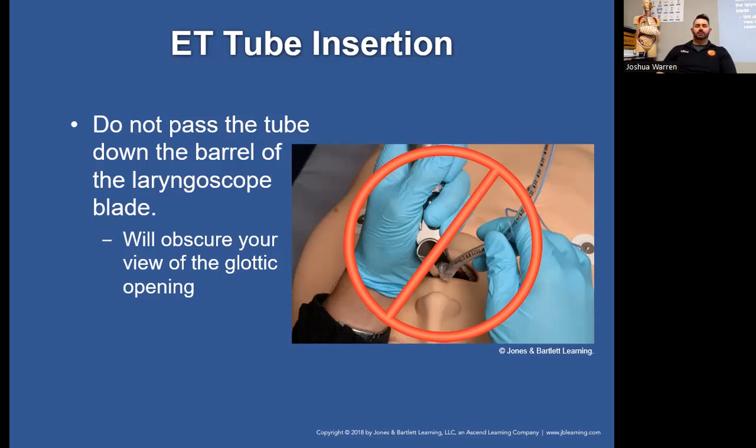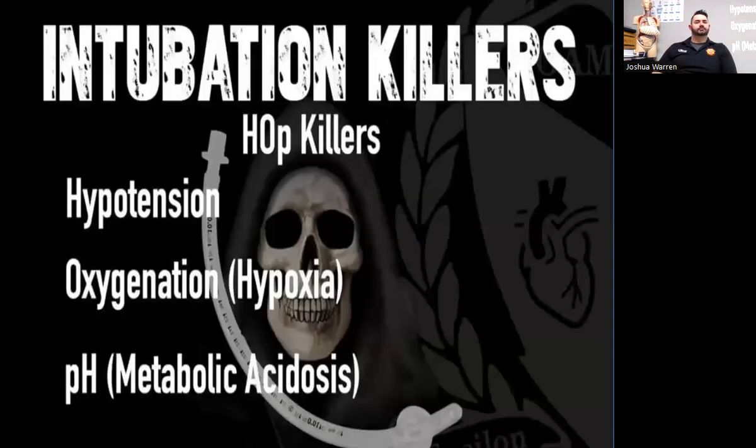So here we are. What are intubation killers? Remember to HOP. Hypotension will kill your patient. Oxygenation issues will kill your patient. pH will kill your patient. So hypotension, how do I avoid that? Hyperoxygenating is a good idea, but also monitor their blood pressure. Is the blood pressure falling? Why? Because they're about to go into cardiac arrest.